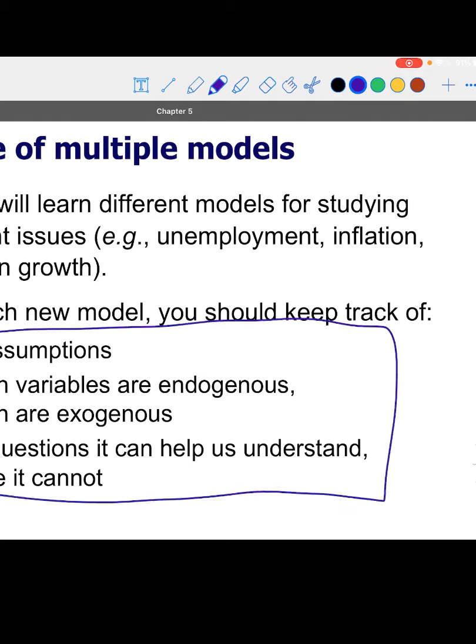One of the things that is useful when you're thinking about a model is that you should truly think about the assumptions being made and whether you can live with those assumptions. In that process, you're identifying the variables that are endogenous versus exogenous. And then what can we use that model for? After we've built this model, what is it going to help us understand that we didn't have a way of understanding before?